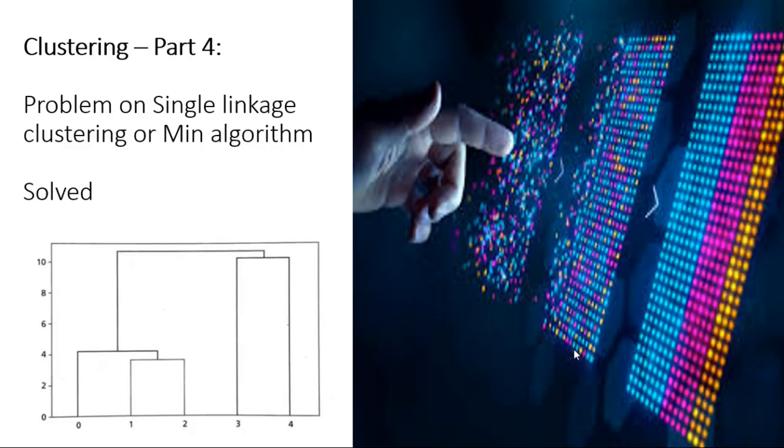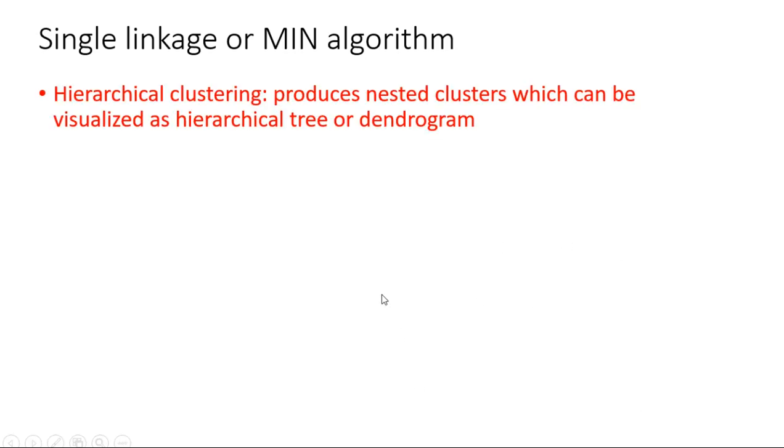In this session, this is part 4 of the clustering series, where we'll be discussing what is linkage clustering, and we'll do a problem on that. We have discussed different types of linkages in the previous session: single linkage, complete linkage, and average linkage. We will be dealing only with single linkage, also called the min algorithm, because as I said in the previous session, in single linkage we find the minimum distance between the data objects.